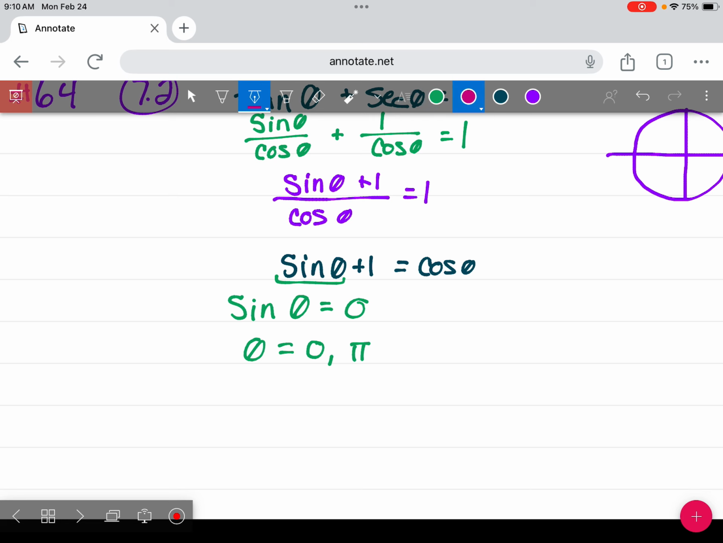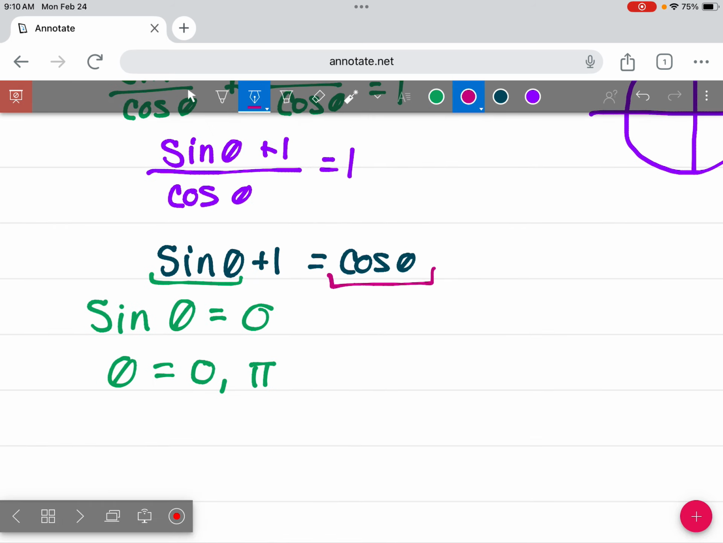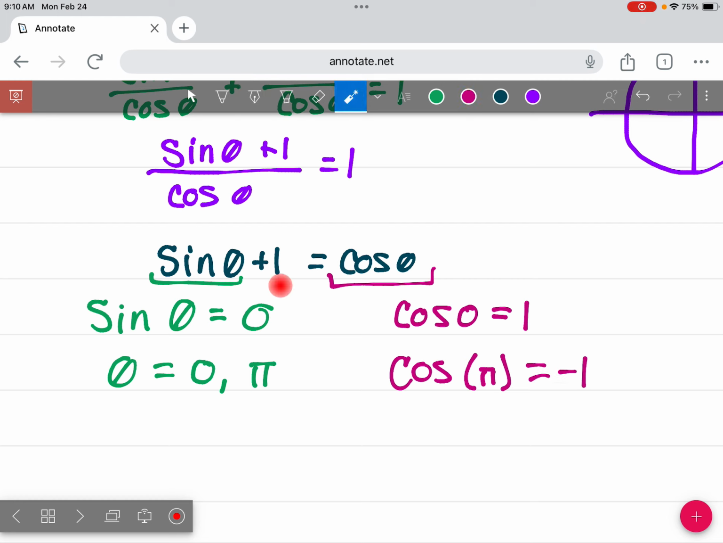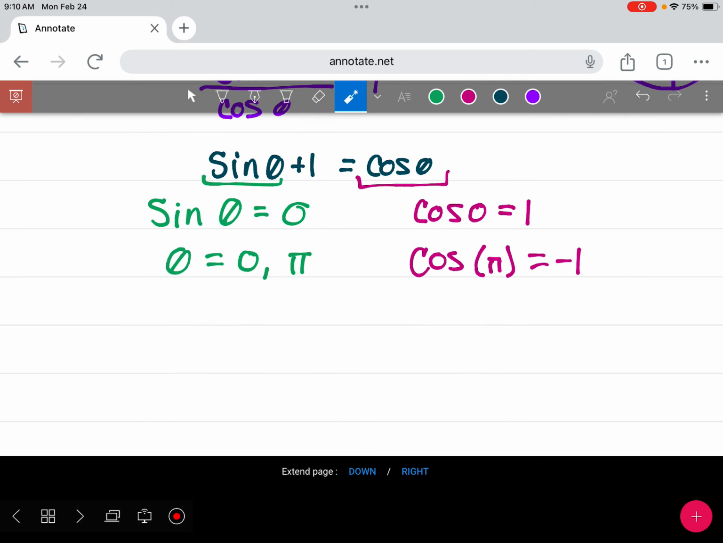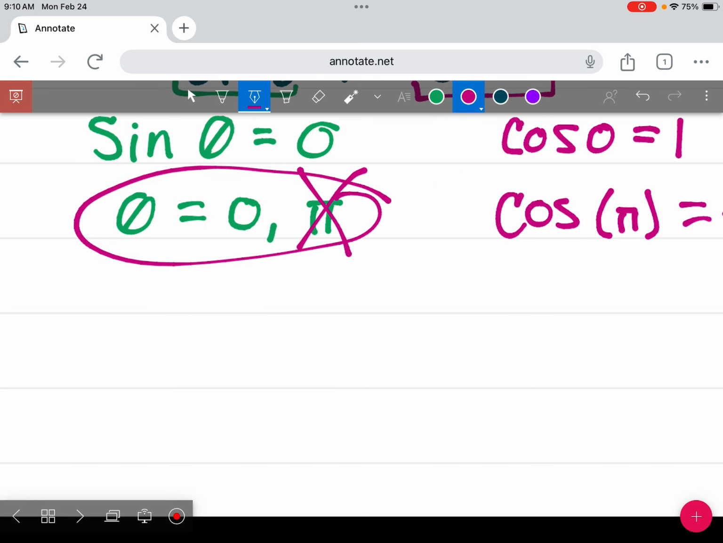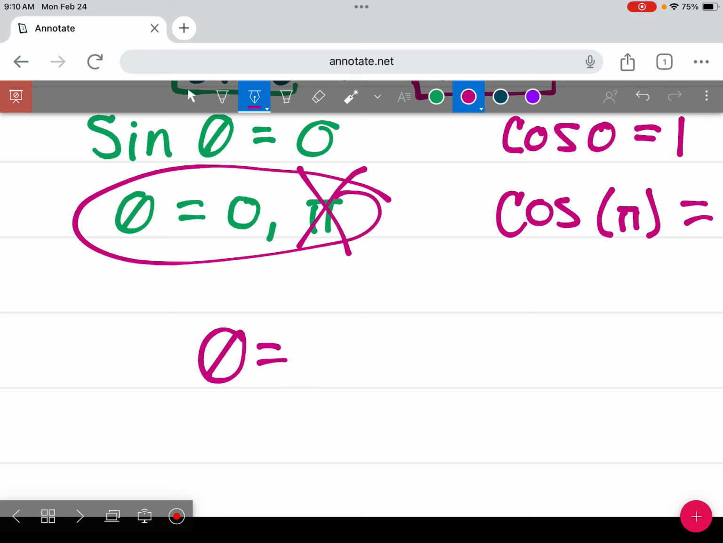What is our cosine at 0? Cosine of 0 is 1. What's cosine at pi? -1. So which of these has our sine of theta plus 1 equal to our cosine? Only the top one, only 0. So you don't necessarily have to algebraically solve things. We've got it down to a few choices here, and this one doesn't work. So theta equals 0 is our only answer.